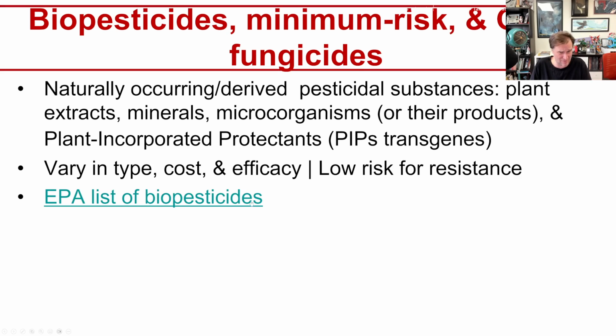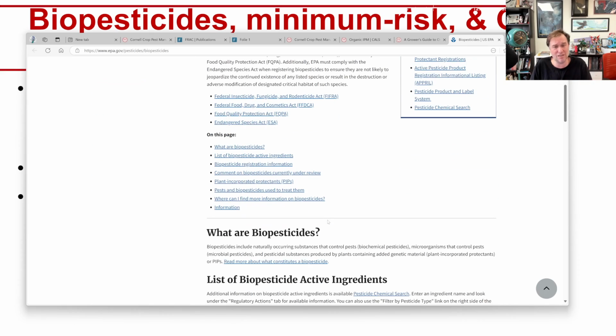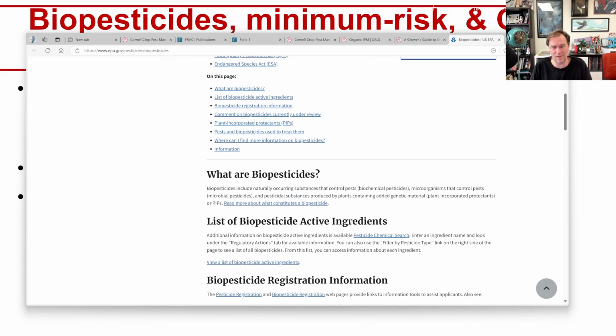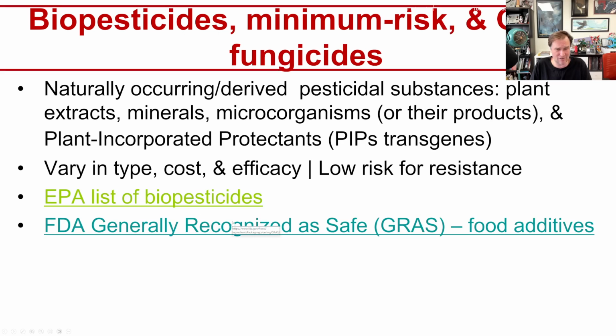You can find the list of the EPA definitions of biopesticides right there on their website. You can kind of take a look. It will actually tell you the same thing that I just already mentioned. Naturally occurring, oh look, there they all are. It's a little bit different. And then the FDA has generally regarded as safe food additives as well.